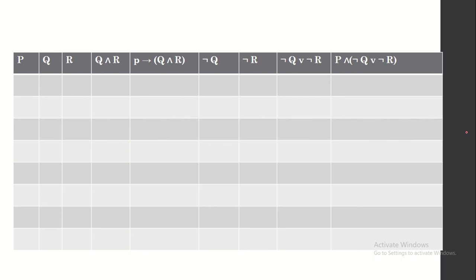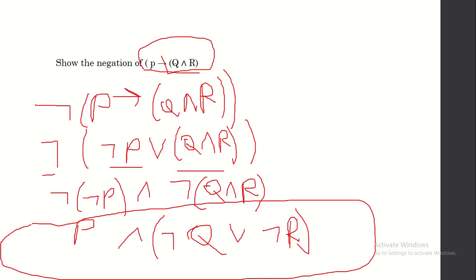We can solve this, but I'm not going to solve it, as this is your task. You will use a truth table and check whether this is actually the negation or not. You can check it by using a truth table.